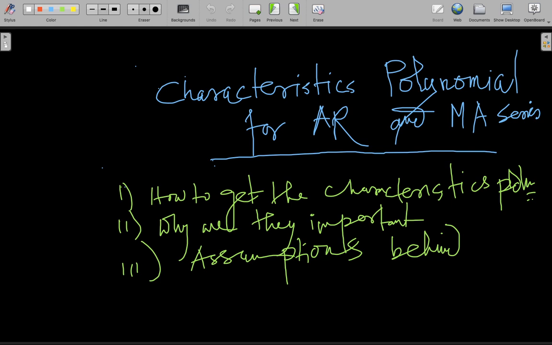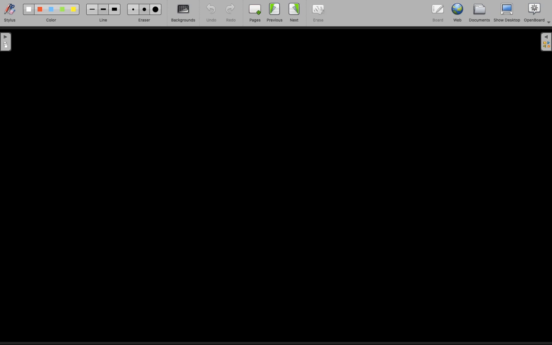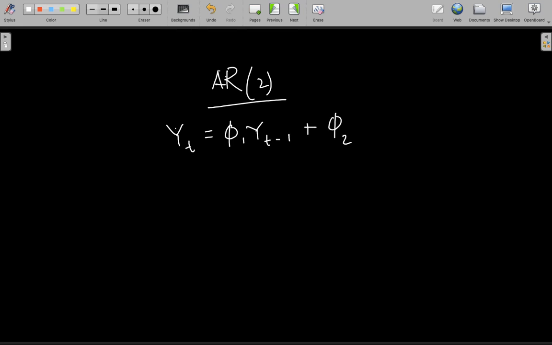So to do that, let's first write down a higher order AR. The minimum higher order AR series that we can write is AR2, basically if I want to go beyond the AR1 series. So this is my AR2 series. I normally write AR2 as Yt = phi1 Yt-1 + phi2 Yt-2 + my innovation term or error term, which is IID.